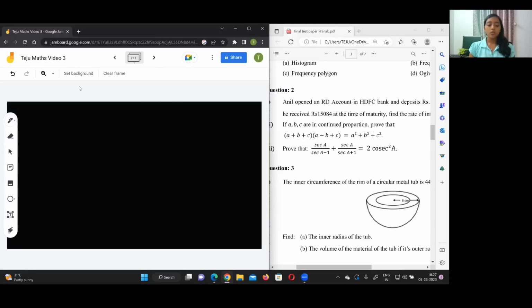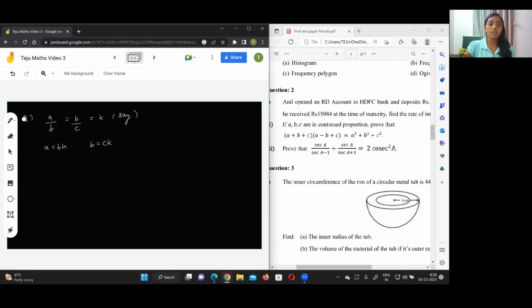Let's go on to the next question. What the next question says is that if A, B, C are in continued proportion, prove this particular statement. So let us start off. So what does continued proportion mean? What it means is that A by B is equal to B by C, which let us say is equal to K. Okay, now, after we say that, what does that mean? A is equal to BK, B is equal to CK.